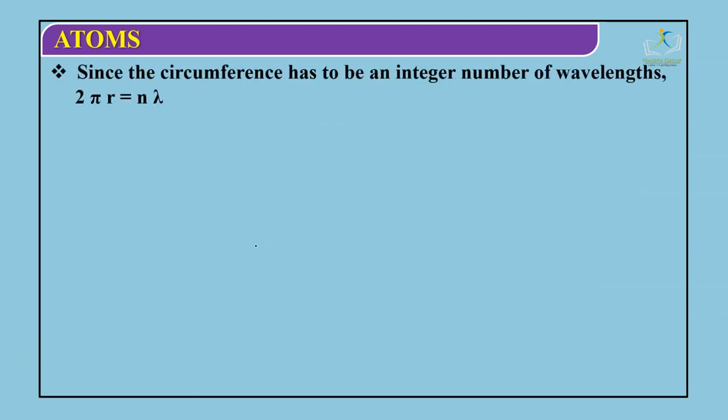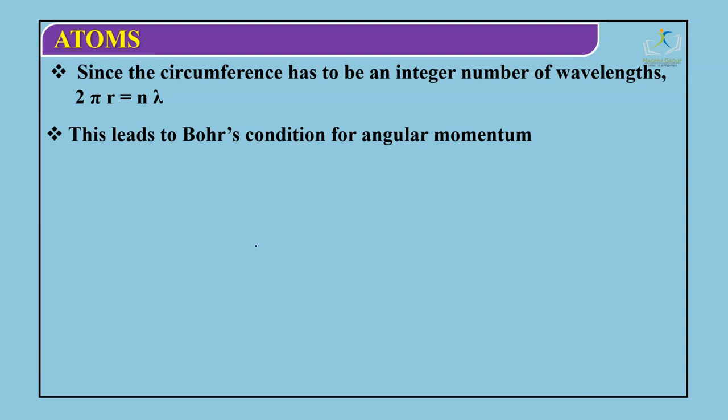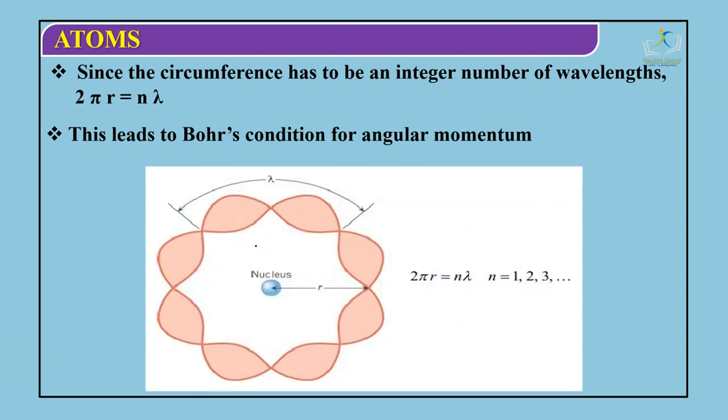Since the circumference of the string, by its wave nature, must contain an integral number of wavelengths, 2 pi r is equal to n lambda. This leads to Bohr's condition for angular momentum: the nucleus is at the center and the electron has wave properties, calculated by 2 pi r is equal to n lambda. Students, here n is equal to 1, 2, 3, and these are the energy states. This is Bohr's orbit, the electron wave.